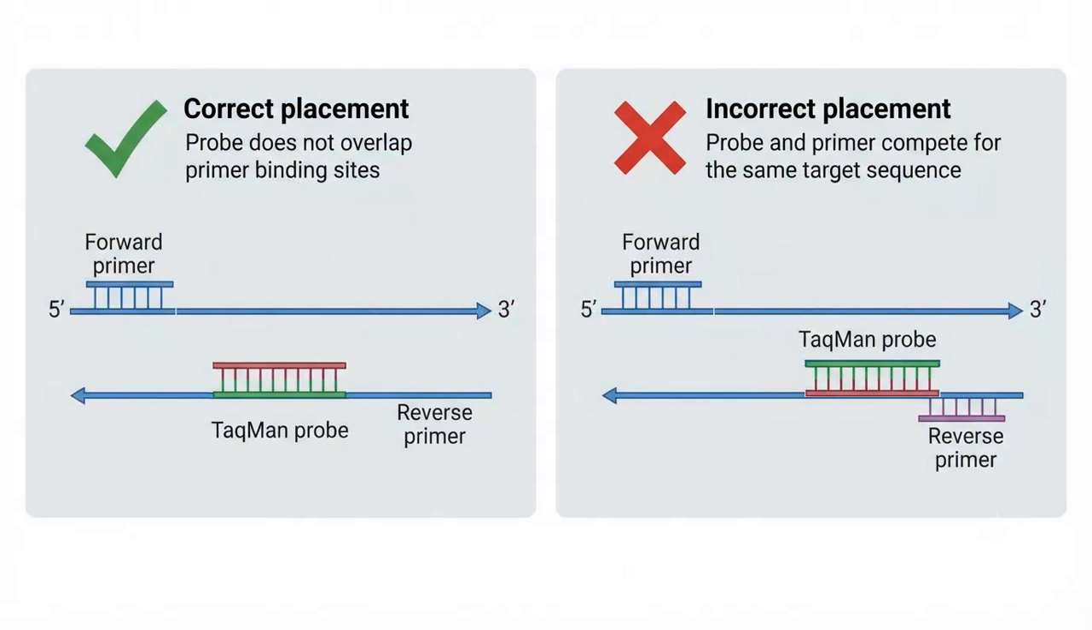In most assays, the probe is also positioned on the strand that will be encountered by polymerase extending from the forward primer, never outside the amplified region and never overlapping either primer. Think of your amplicon as a bridge. The primers define its two ends. The probe belongs somewhere in the middle. This arrangement allows DNA polymerase to encounter the probe naturally as it extends the new strand.